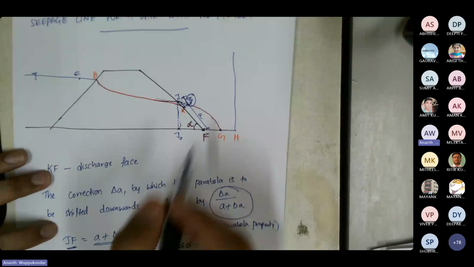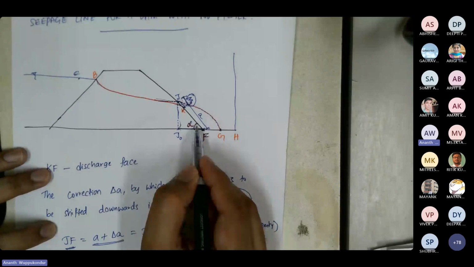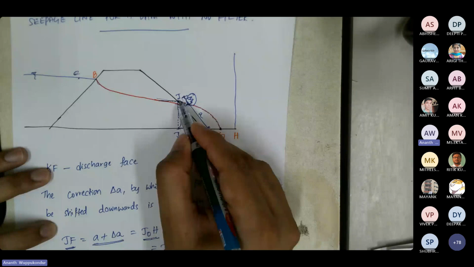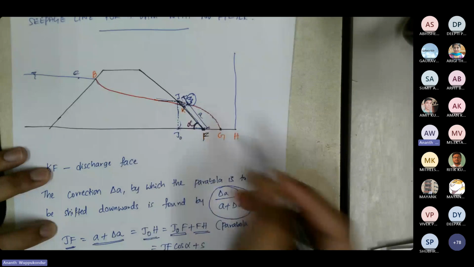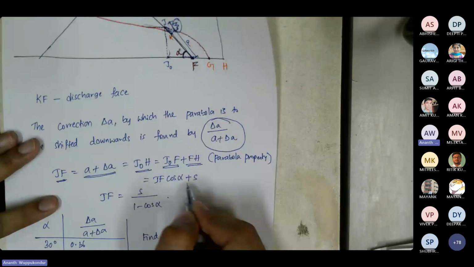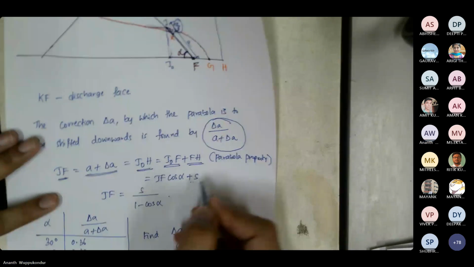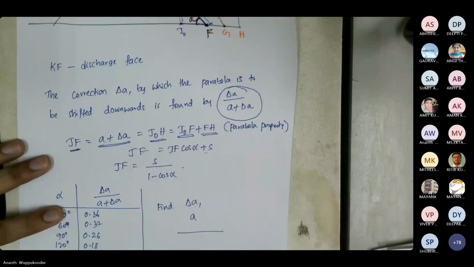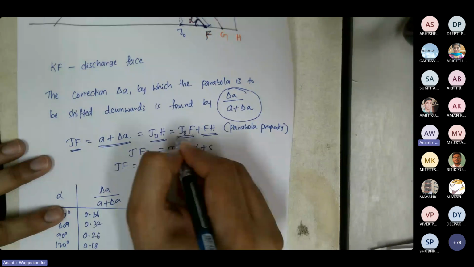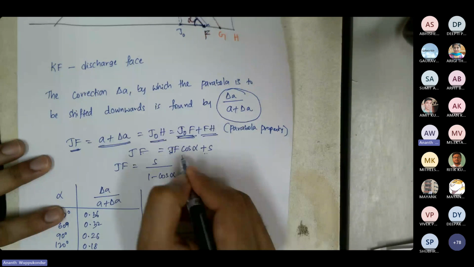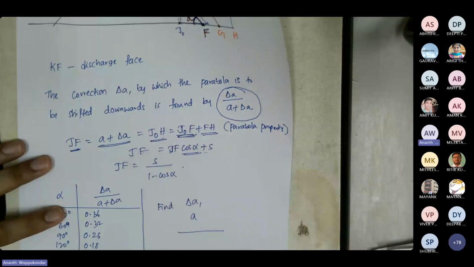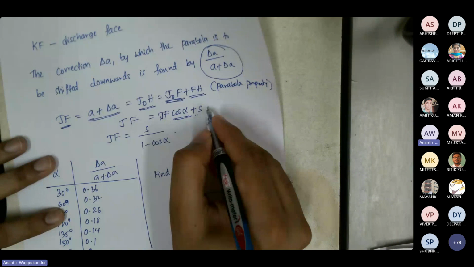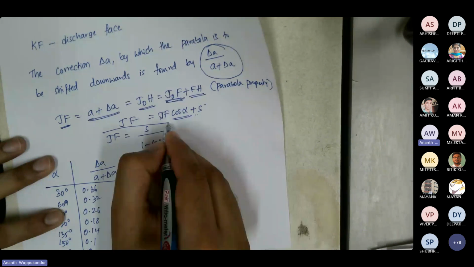J naught F you can calculate based on this angle, so you know the angle and you know the distance JF. So JF cos alpha plus S would be your JF. We are simply modifying J naught F into JF and making use of the angle, cos alpha. Now if you simplify this, what you get is JF equals S divided by 1 minus cos alpha.